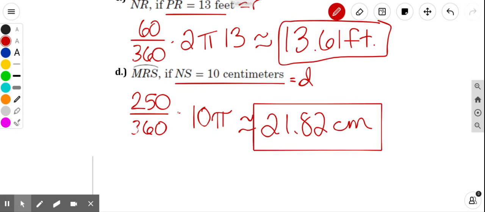So that's it. You find the arc measure just like we did last time. Once you have the arc measure, it's really important that you look at the picture and determine if what they gave you is a diameter or a radius. That's probably the biggest mistake that kids make with this lesson.